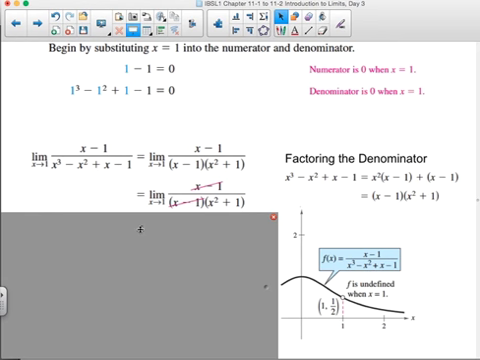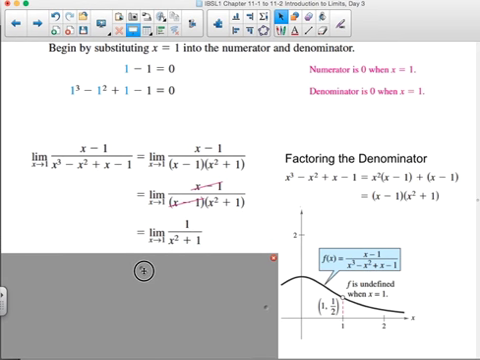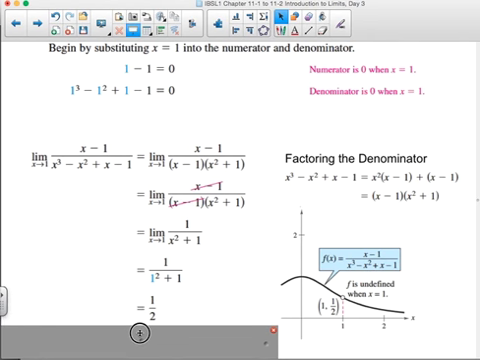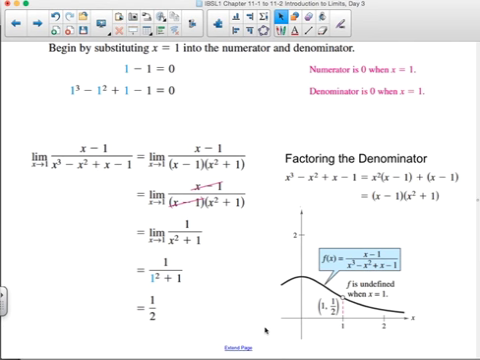So now we are taking the limit of 1 over x squared plus 1. The reason why that's good is because now when we use direct substitution, we don't have our indeterminate form anymore. We actually get 1/2. So we could say the limit as x approaches 1 of x minus 1 over x cubed minus x squared plus x minus 1 equals 1/2.